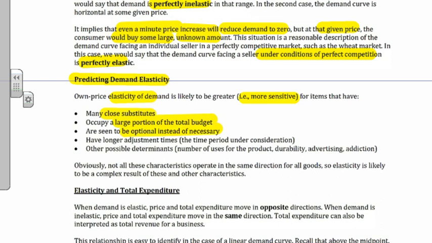Okay, it occupies a large portion of the total budget. It's optional instead of necessary. If it's optional, and if I've got money, then I want to buy the tea. But if you're going to raise the price too much, then no, I won't drink it at all. So what? No problem. Okay. Have longer adjustment times and other possible determinants. We'll talk about that as we go forward.